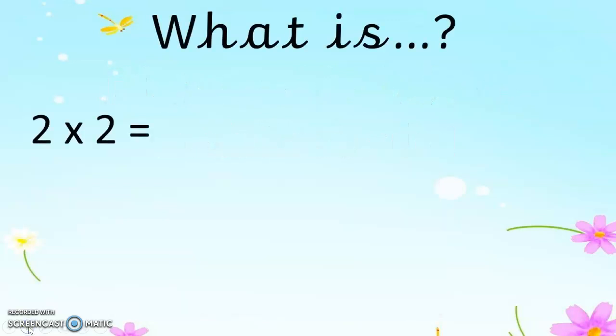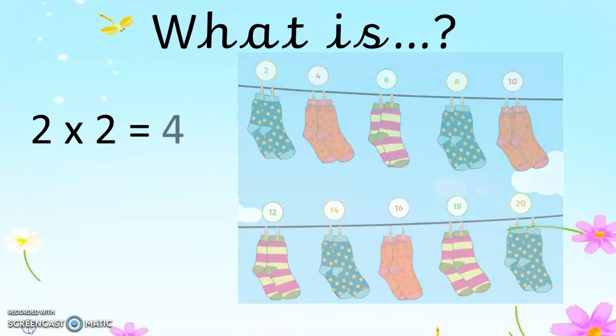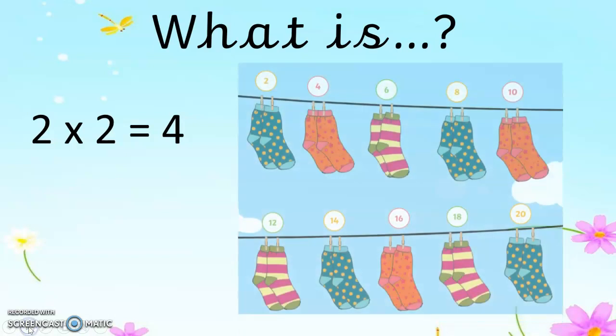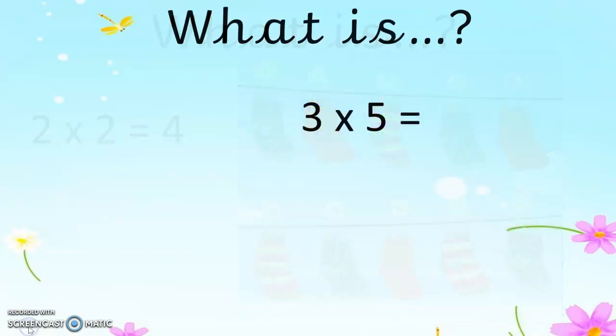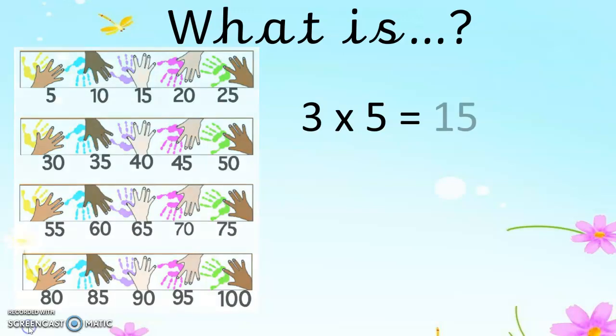Here we go. What's 2 times 2? 2 lots of 2 is 4. Well done. What's 3 times 5? 3 lots of 5 hands. That's right, it's 15.